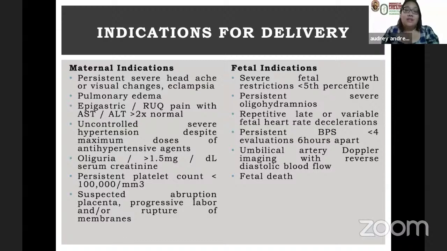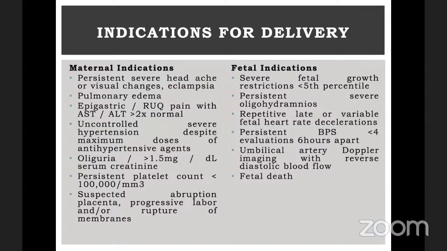Okay. What are your other indications? You may continue. Indications for delivery, maternal indications: persistent severe headache or visual changes, eclampsia, pulmonary edema, epigastric or right upper quadrant pain with AST, ALT greater than 2 times the normal, uncontrolled severe hypertension despite maximum doses of antihypertensive agents, oliguria, serum creatinine greater than 1.5 mg, persistent platelet count less than 1 lakh, suspected abruptio placentae, progressive labor and or rupture of membranes.